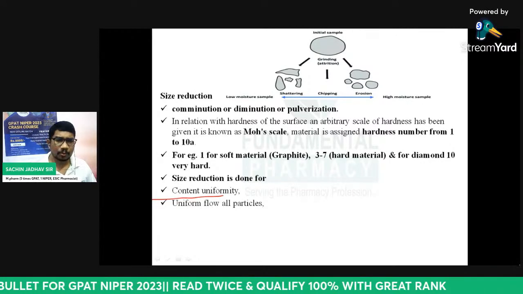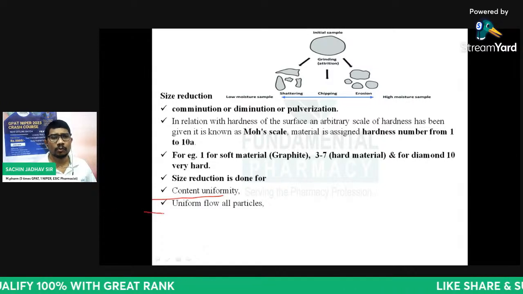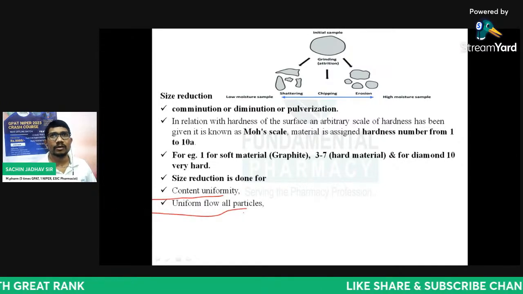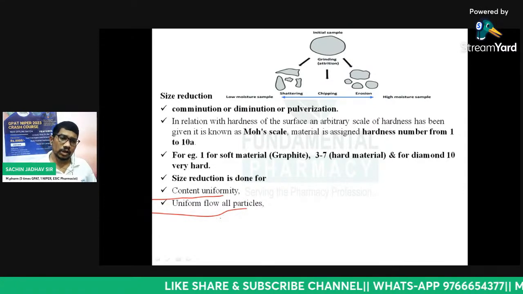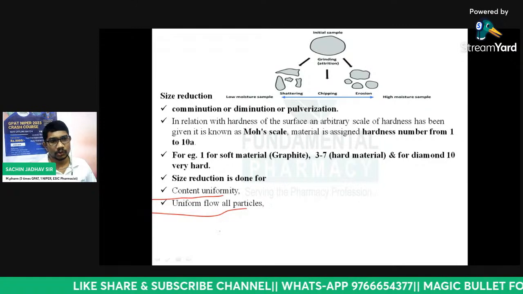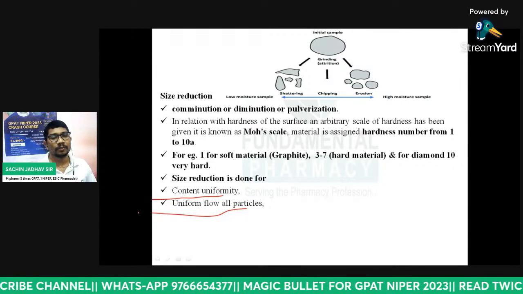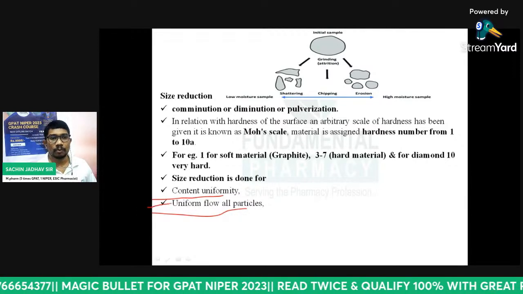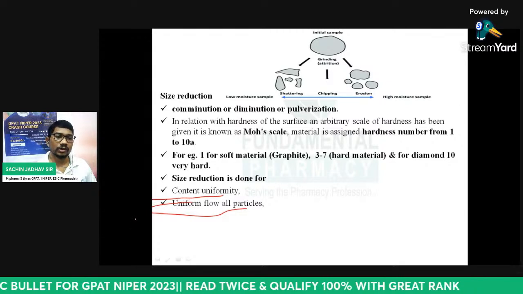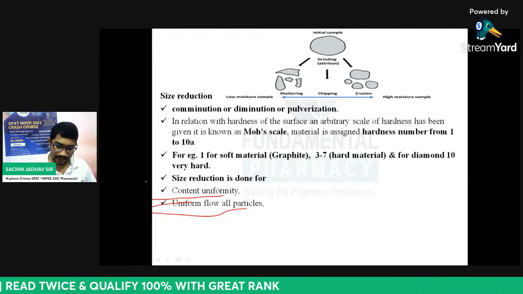Suppose that your powder is poly size. आपके पाउडर में क्या है? पार्टिकल्स जो हैं वो अलग अलग साइज के, so it will not flow properly from the hopper to the die cavity of tableting machine. So to ensure the uniform flow of particles, you need a size reduction. अगर आपके पाउडर में जो पार्टिकल्स हैं वो यूनिफॉर्म साइज के हैं, so it will ensure the flow properties. It will show uniform flow of particles. Ultimately, it will ensure the content uniformity.